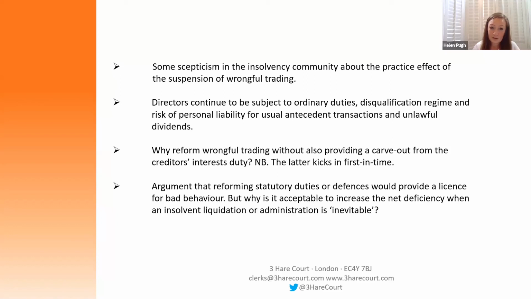There is an argument, I think, that reforming all areas of directors' duties and directors' liabilities could provide a license for bad behaviour, but it's quite curious to my mind why it's considered acceptable that a director can increase the net deficiency in circumstances where an insolvent liquidation or administration is considered inevitable. It does not seem to be targeting those companies who have an uncertain future, or who have the promise to trade out.